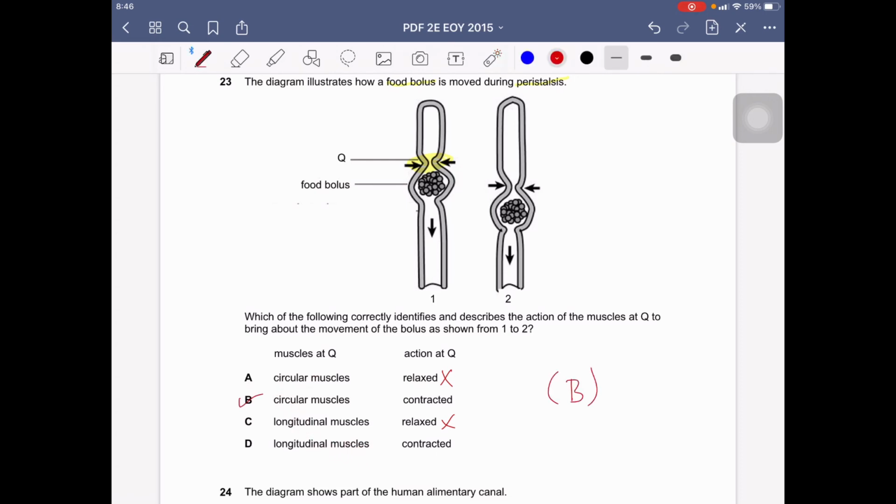Now, how about the longitudinal muscle? Longitudinal muscles are those that run along the length of the organ itself. So this cannot be a longitudinal muscle. It must be circular because it's going around and trying to contract and push the food down.